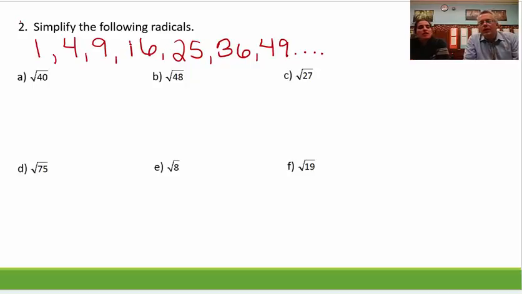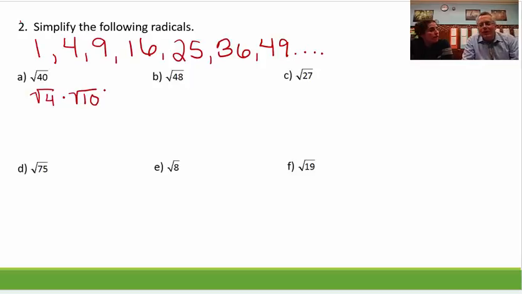So we're going to break up the square root of 40, but we need to do it in a way that uses a perfect square. So we could do 2 and 20, but that wouldn't be useful to us because neither 2 nor 20 are perfect squares. So it's true, but it won't help us simplify. So we're going to break this up into 4 and 10. So we're going to write this as the square root of 4 times the square root of 10.